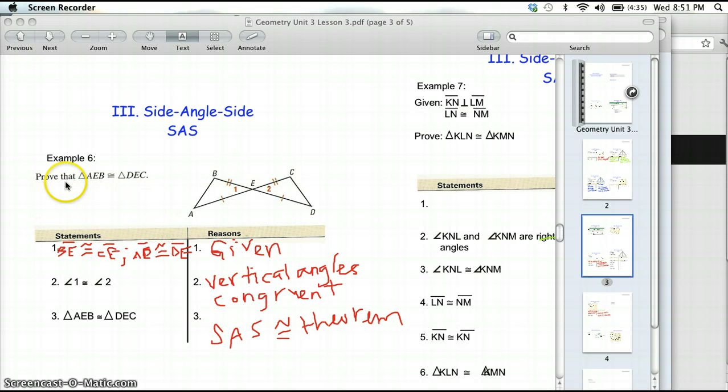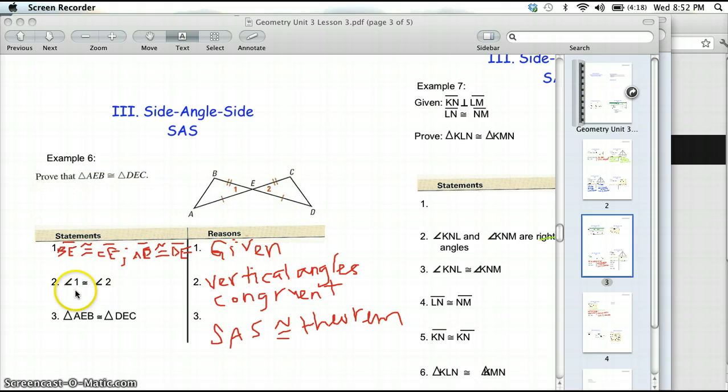The example says, prove that triangle AEB is congruent to triangle DEC. So our statement here, we need to see what was given to us. In our picture, it's given to us that side BE is congruent to side CE. That is given to us. And also what was given to us is AE is congruent to ED. So that's what I put here, and the reason is that it's given to us.